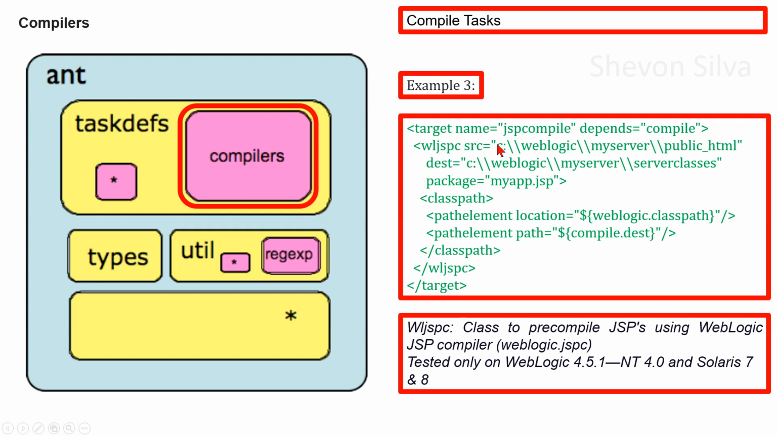Here you can see a source attribute, root of source tree for JSP, that is the document root for your WebLogic server. And here you can see the dest attribute, root of destination directory, which you have set as working dir in the WebLogic properties. And here you can see the package attribute, start package name under which your JSPs would be compiled. Here you can see the classpath to use when compiling JSPs.